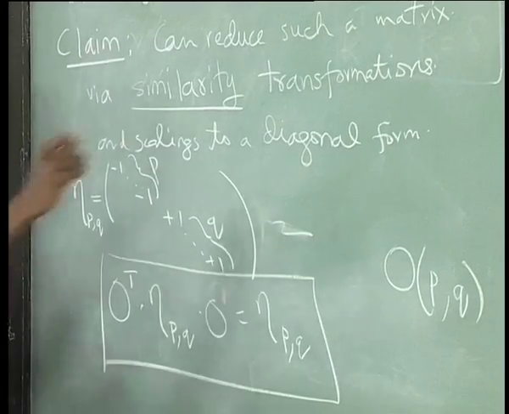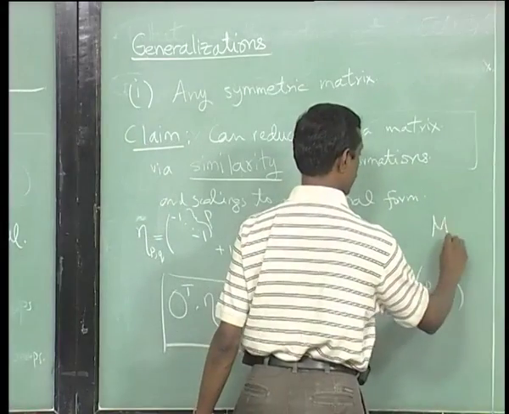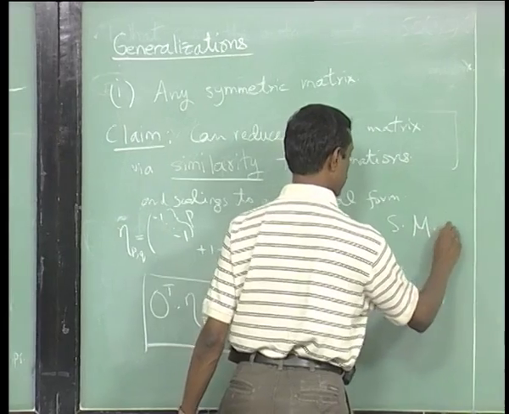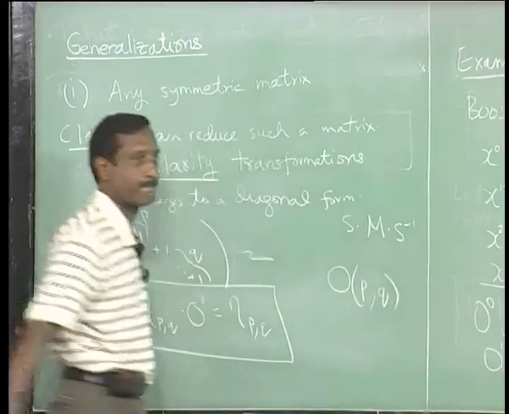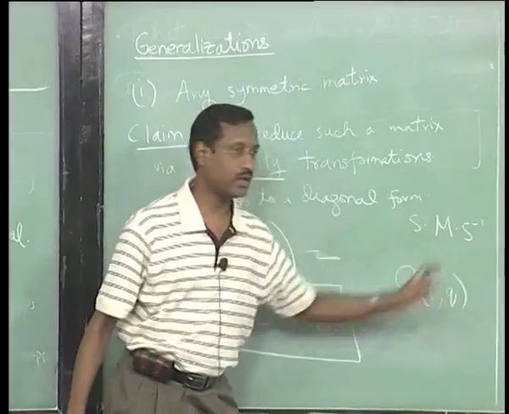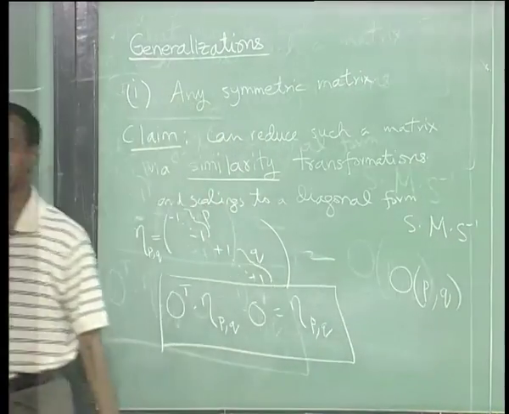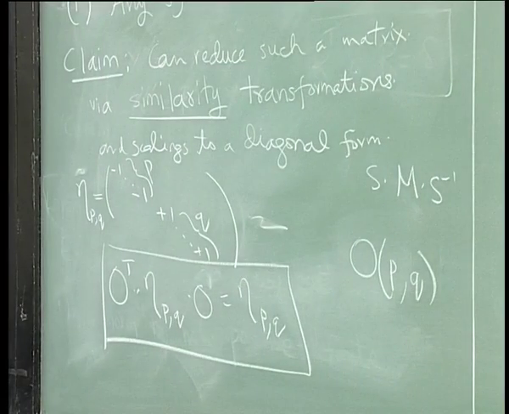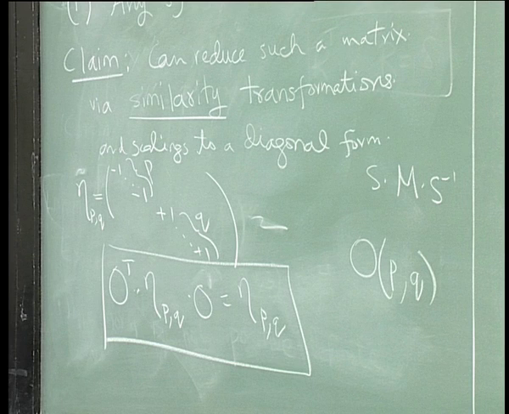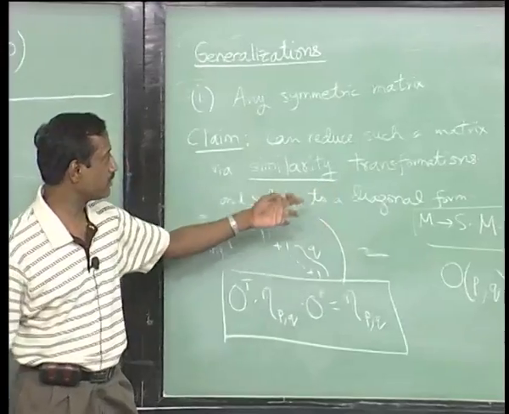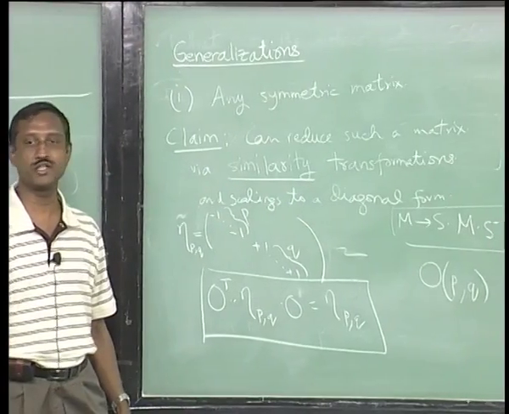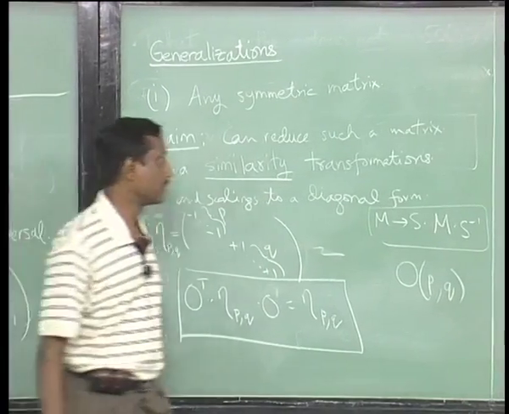If you give me any matrix M, it is like a change of basis. The determinant of S of course should be non-zero, that is the only thing. So, M goes to S M S inverse. I will call such a thing a similarity transformation. If you think in terms of vectors as elements of linear vector spaces, a similarity transformation is nothing but a change of basis.